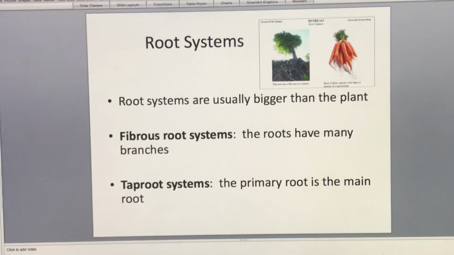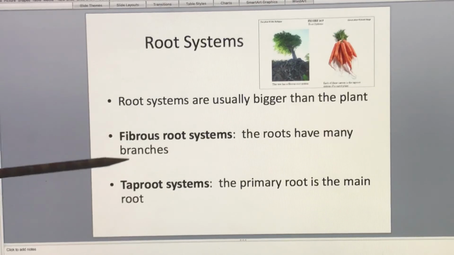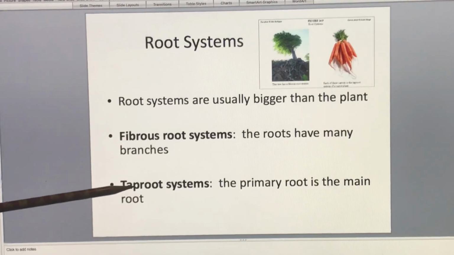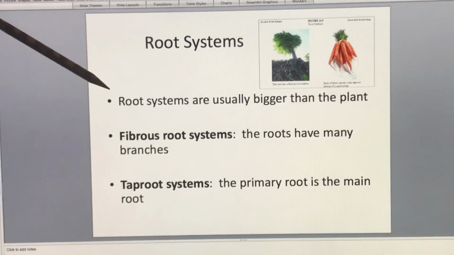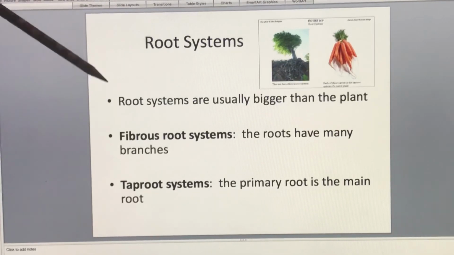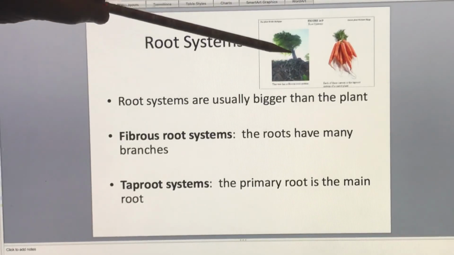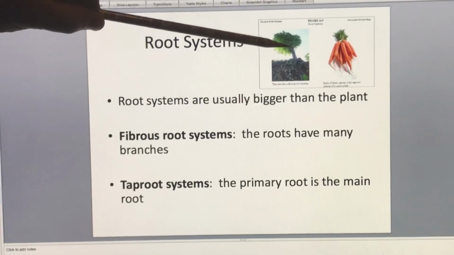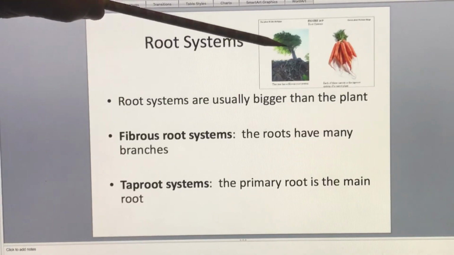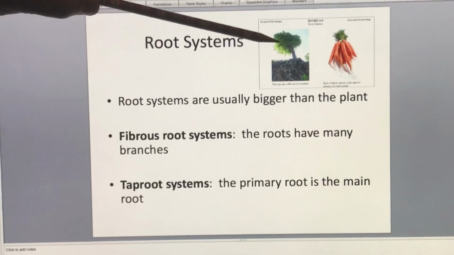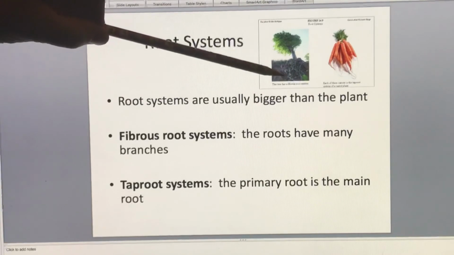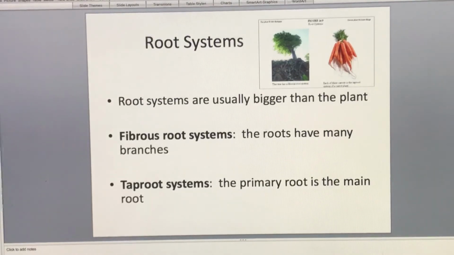Root systems can be categorized in two different ways. You can have a fibrous root system or a taproot system. The book makes a point to say that all root systems are usually bigger than the plant that is above ground. So whatever plant you see that's visible above the ground is usually in some way smaller than the root system that's supporting it.